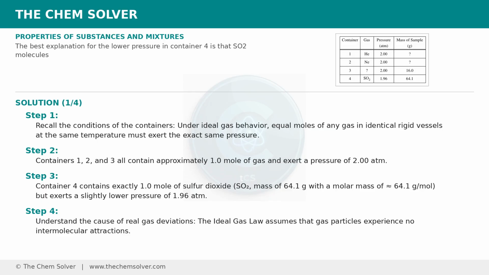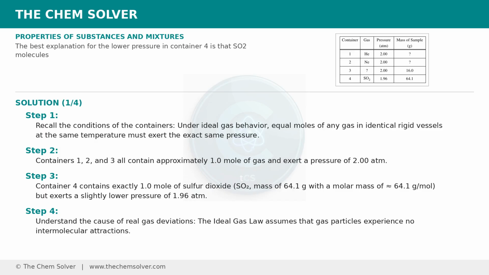Recall the conditions of the containers. Under ideal gas behavior, equal moles of any gas in identical rigid vessels at the same temperature must exert the exact same pressure. Containers 1, 2, and 3 all contain approximately 1.0 mole of gas and exert a pressure of 2.00 atmospheres. Container 4 contains exactly 1.0 mole of sulfur dioxide, SO2, with a mass of 64.1 grams and a molar mass of approximately 64.1 grams per mole, but exerts a slightly lower pressure of 1.96 atmospheres.